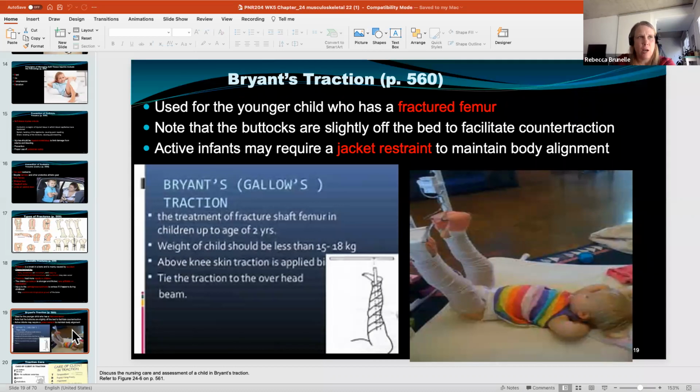Very, very good. And how about the weights? Where are the weights? They should be free hanging. They should never be on the floor. Okay.